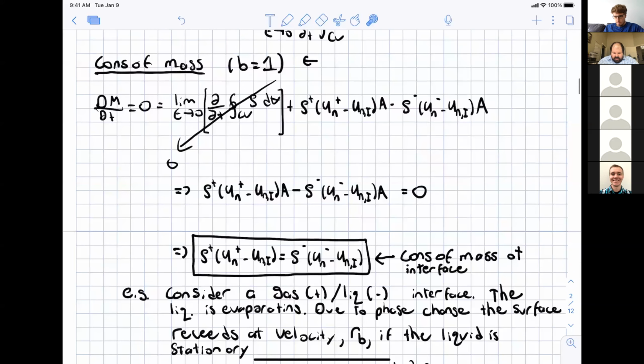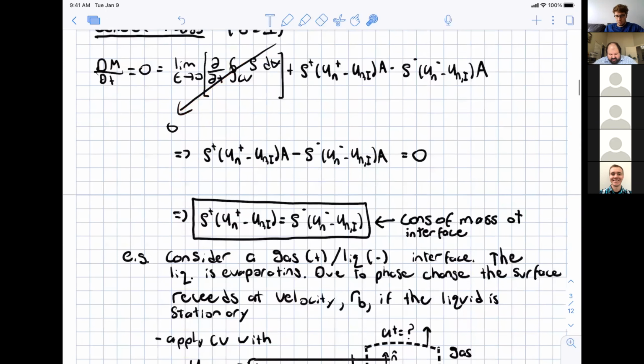Okay. So based on epsilon going to 0, we can get rid of this mass accumulation term, and we are left with just a balance of the mass flux out through the top and in through the bottom. Okay, and so we can rearrange this. I'm just going to move this to the other side, and we have A here and here, so the cross-sectional areas basically cancel out.